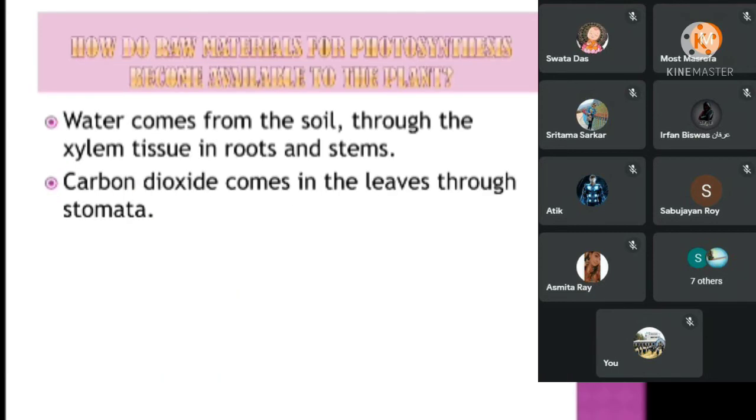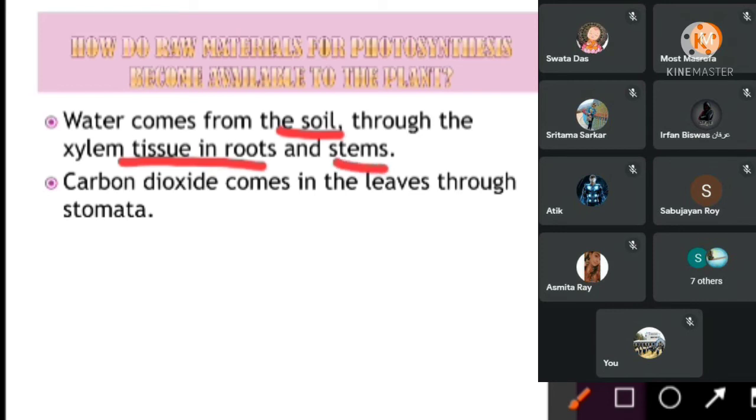Next we will see how the raw materials for photosynthesis become available to the plant, meaning how the raw materials will come inside the plant. So water comes from the soil through the xylem tissue in roots and stems, and carbon dioxide comes in the leaves through the stomata, as I had told earlier.